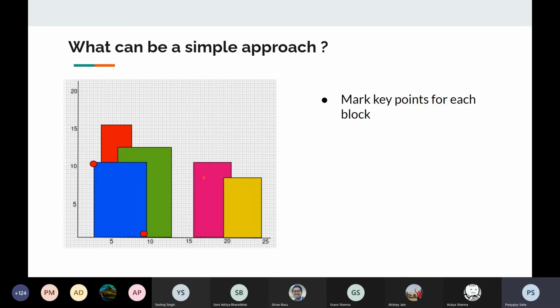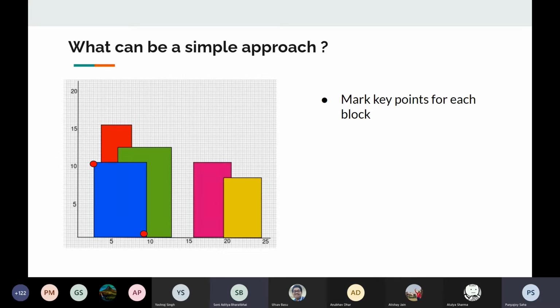But now can you tell what will be the algorithm, or what is the next step for, let's say, one key point? What can we do to calculate the final outline? Sir, I think we can check all the key points which are hidden and then eliminate those. Okay, eliminate the hidden points.